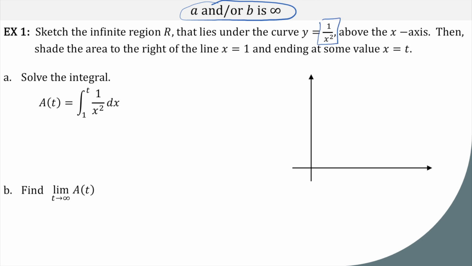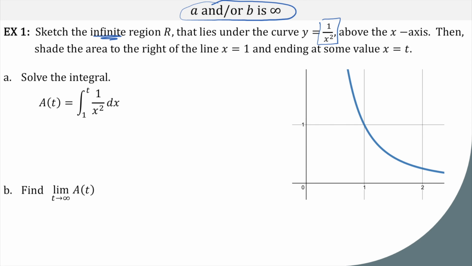So the example asks us to first sketch the infinite region R that lies under the curve y equals 1 over x squared. So there's 1 over x squared above the x-axis, okay? Then shade the area to the right of the line x equals 1. So we need a line x equals 1 and some value x equals t. So we're going to shade that in.